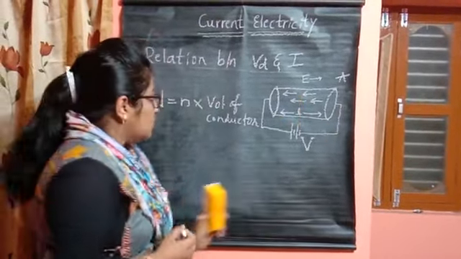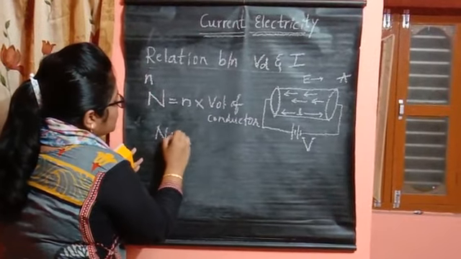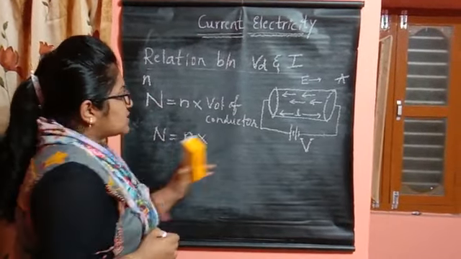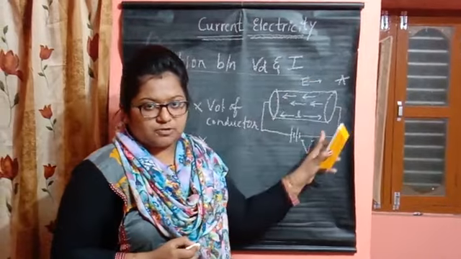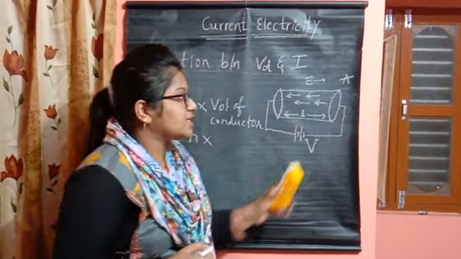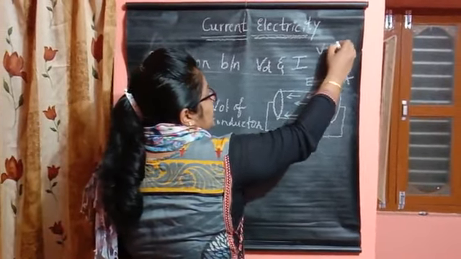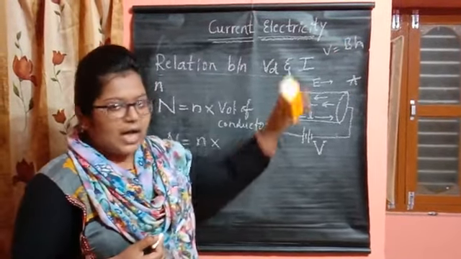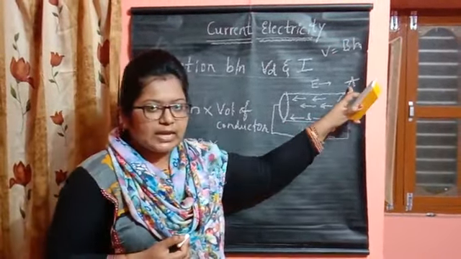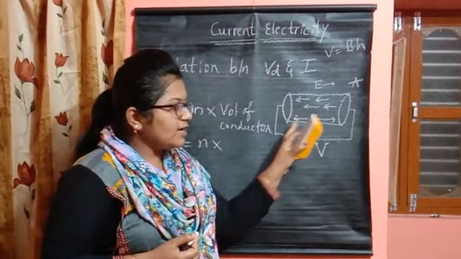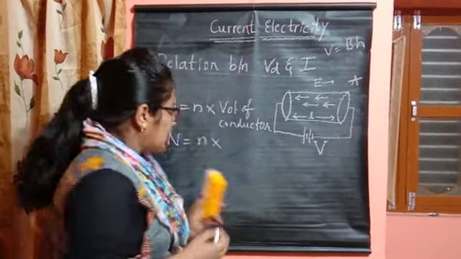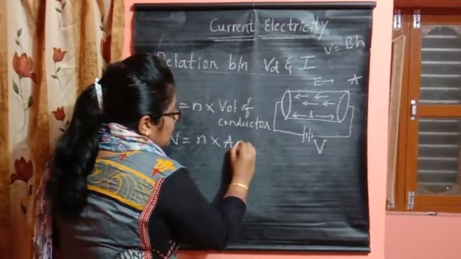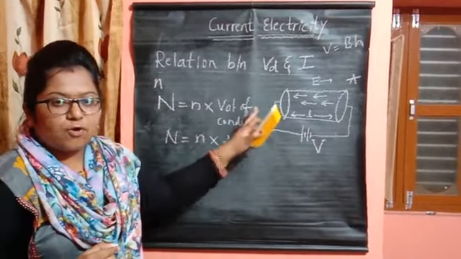So how can we define the volume of this conductor? This conductor is in cylindrical shape. Volume of the cylinder we have to consider. Volume of cylinder is area of base surface into height. So here we have area A, and instead of height we have the dimension L. So let's consider A into L as the volume of the conductor.